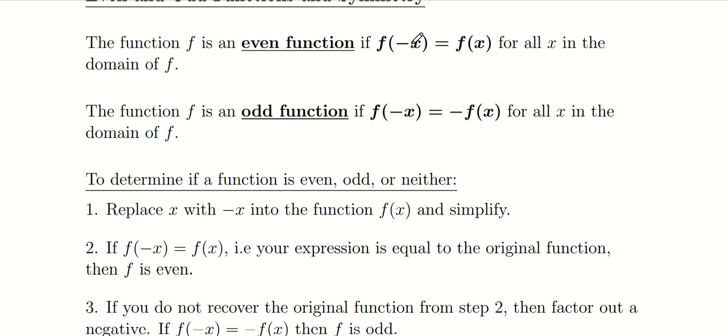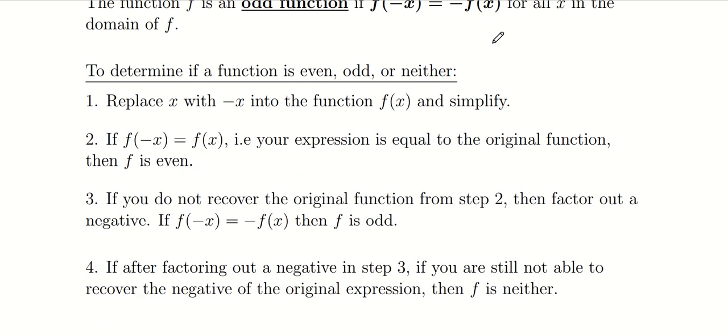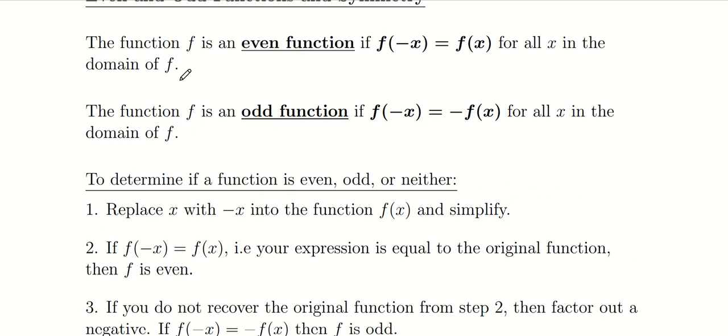Simply put, whether you plug in the positive of an x value or its opposite, you get the same output. So the function f evaluated at negative x would be the same as the function f evaluated at the positive of x. Conversely, a function is odd if f evaluated at negative x is the opposite of the function evaluated at positive x for all x in the domain of f.